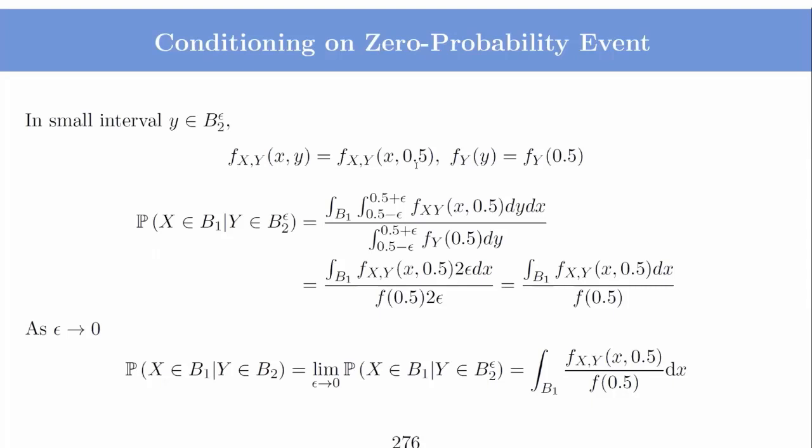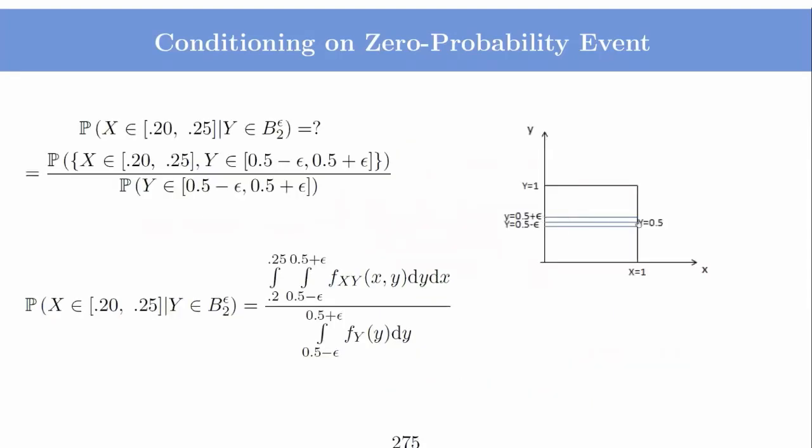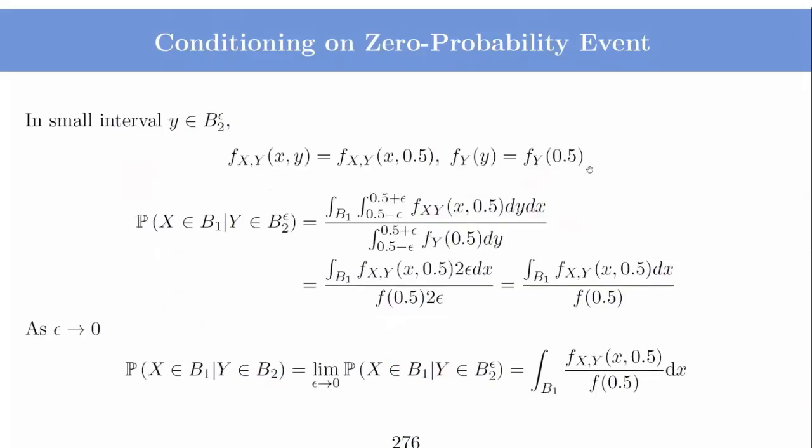Also, because y is not changing a lot, the PDF of y is also constant and will be equal to the PDF at 0.5. So I'm taking the middle point of this strip, and I'm assuming the PDF is not changing when you change the direction y. This is our assumption, and that is true when epsilon goes to 0.